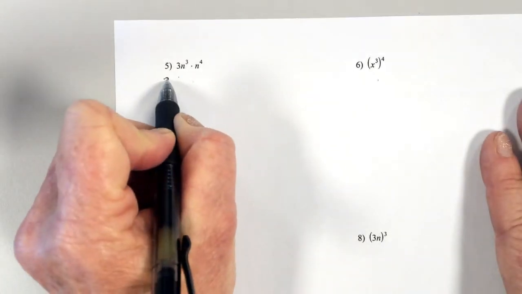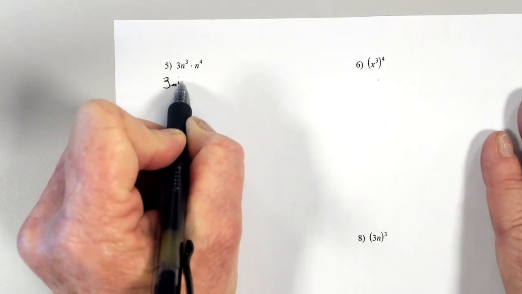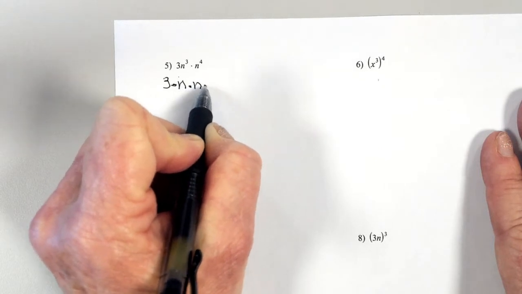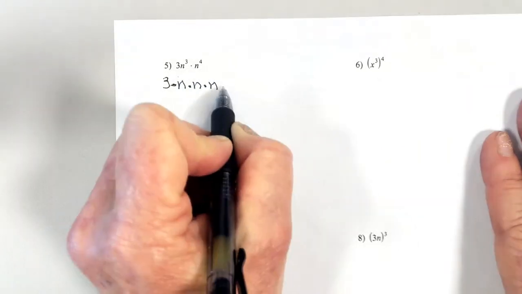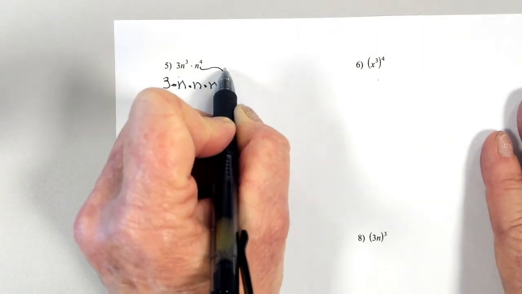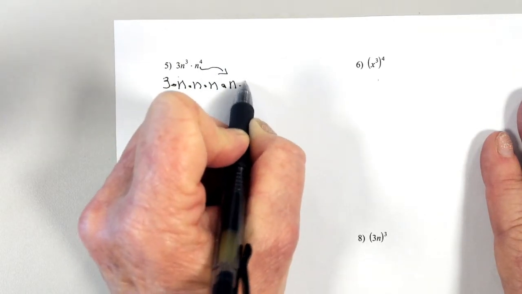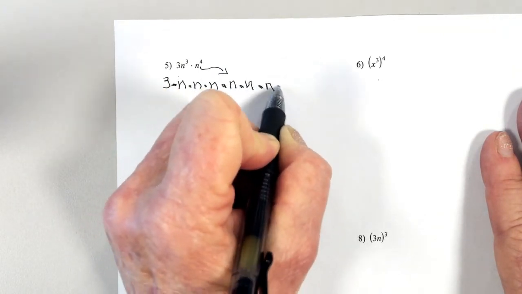So I know that this is 3 times n times n times n, and I'm going to multiply n 4 times, so I've got n times n times n times n.